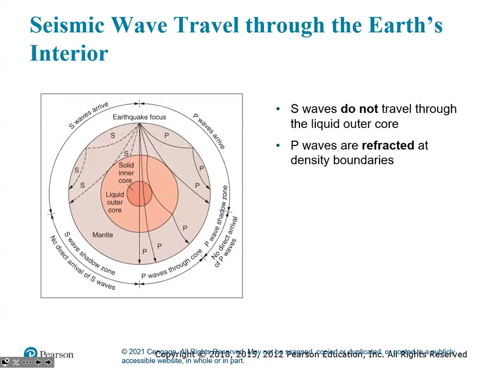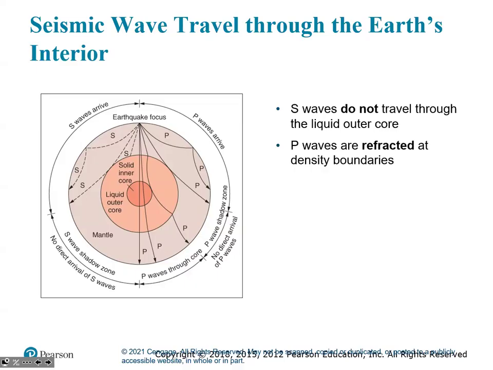So if you have a seismic wave traveling through the Earth's interior, S waves stop at the liquid outer core. And so there's a big shadow zone where you get no direct arrival of S waves. But P waves can pass through. There is a small zone where you get a shadow from the refraction because they bend as they enter the liquid, the more dense core.